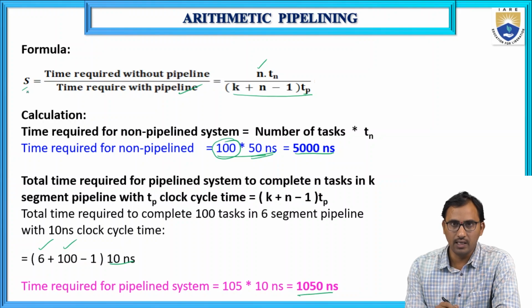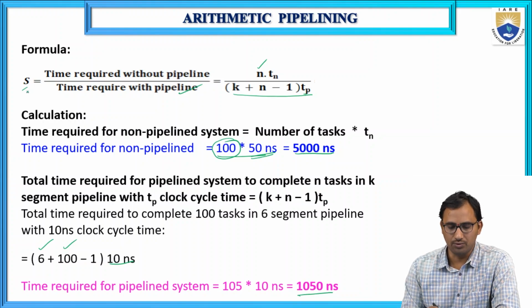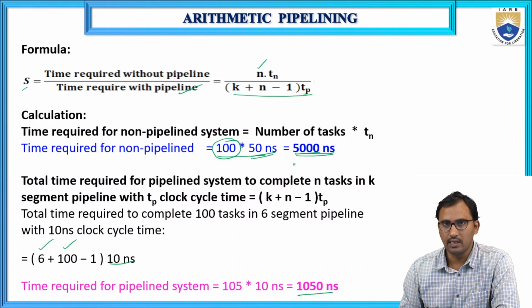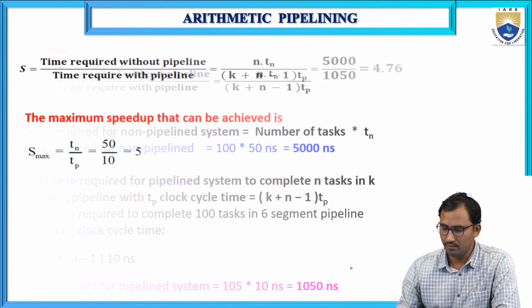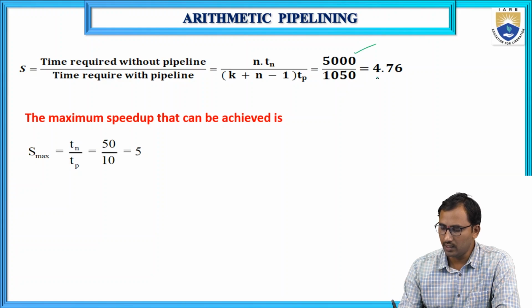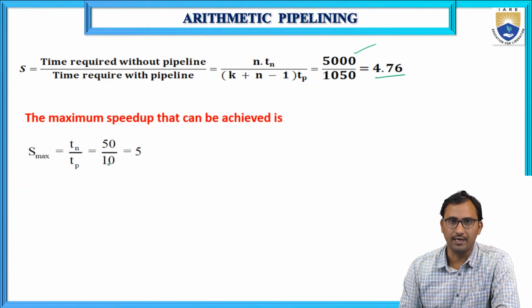Now we can easily find the speed up ratio. Speed up ratio is equal to non-pipelined execution time, that is 5000 nanoseconds, divided by pipelined execution time, that is 1050. So you will get 4.76. That is the speed up factor.